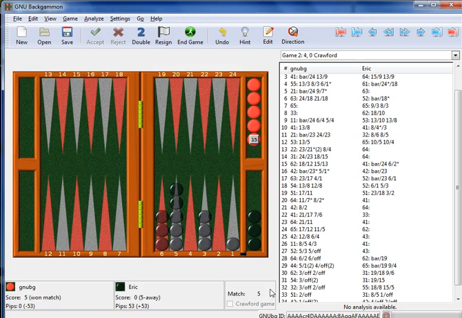A lot of people, when they lose too many times, think the computer's cheating, that it's getting better dice, but really it's just that the computer makes very few mistakes and we make a lot more.